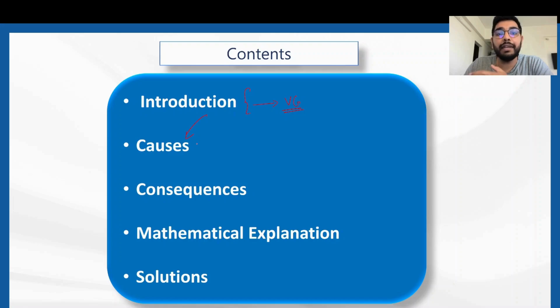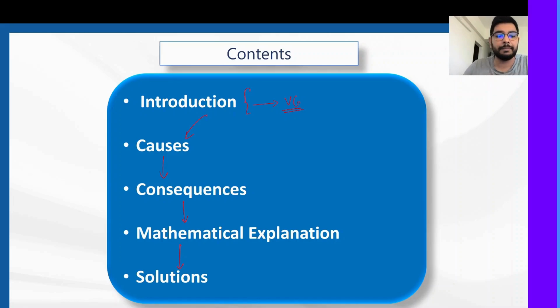Then we'll be delving into what are the causes of vanishing gradient. Post that, we'll be discussing what are the consequences if the vanishing gradient problem happens while we are training a neural network. Then I'll be explaining the vanishing gradient problem using a mathematical example of a loss function. In the end, we'll be discussing what are the solutions, how can we mitigate the vanishing gradient problem while training a neural network.